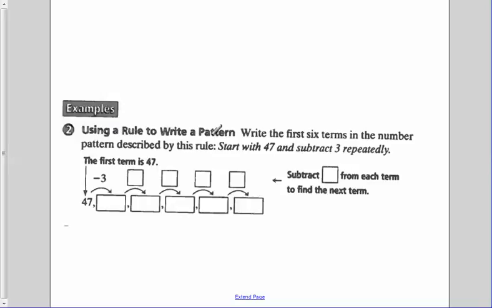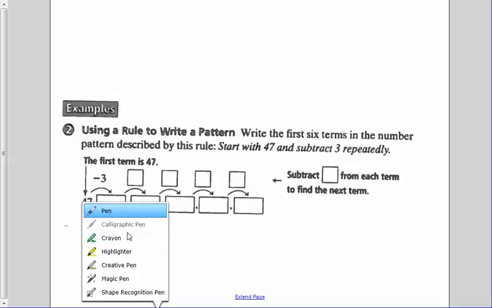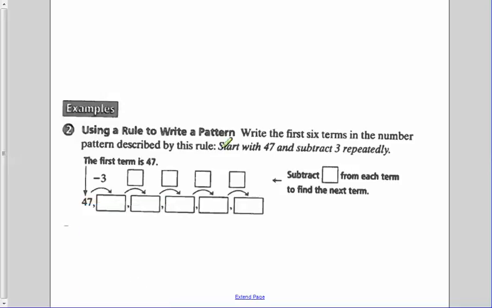Alright, using a rule to write a pattern. So now we need to actually write out a rule. And there's a key phrasing that we need to apply here. If we look at this example, write the first 6 terms in a number pattern described by this rule. The rule is start with 47 and subtract 3 repeatedly. So that's going to be our model that we're going to follow. So I'm starting at 47 and I'm going to subtract 3. If I subtract 3 from 47, I get 44.